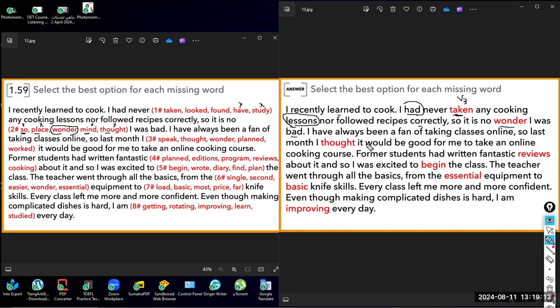I have always been a fan of taking classes. So as I told you, this is a class, and the verb with the class is take. So this is why I chose taken online.